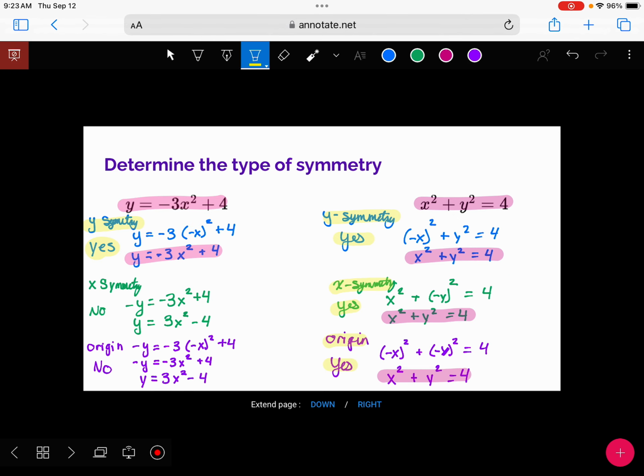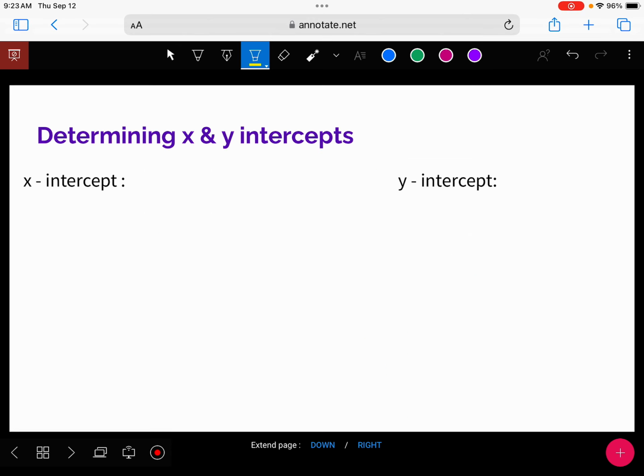Okay, so questions about our symmetry tests? Nah. Okay. So the next thing we're going to talk about are intercepts, finding x-intercepts and y-intercepts. We definitely did this in Algebra 2, but we may not have done it since then. We use this a lot when graphing, especially lines.